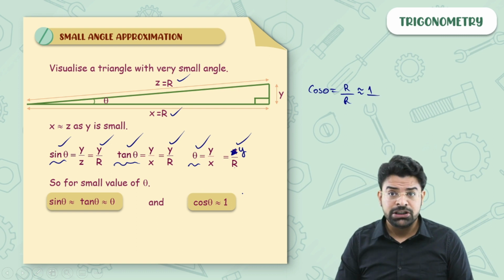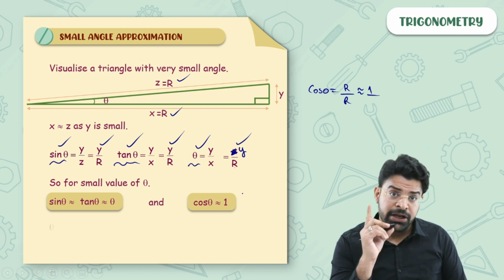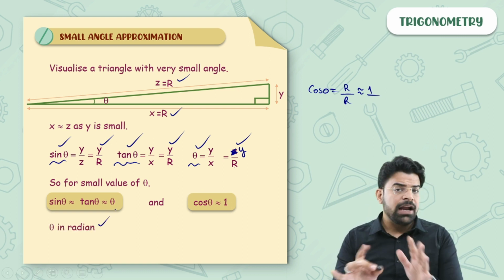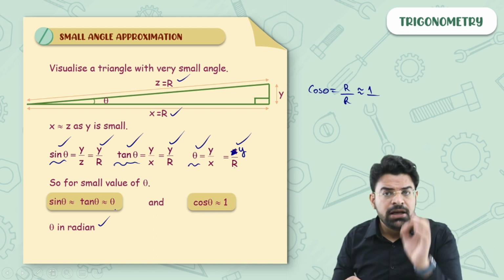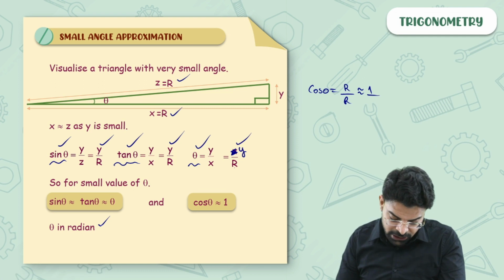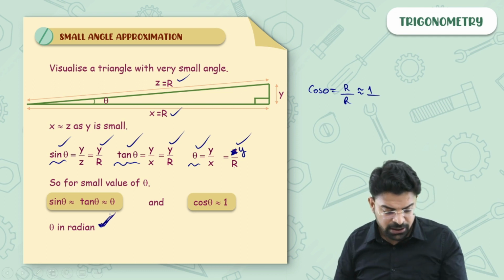But there is a catch here. You must take the angle in radian. In the world of physics, whenever we write anything and we do not mention what unit the angle has to be taken in, it goes without saying the angle should be taken in radian. So here beta, take the angle in radian.